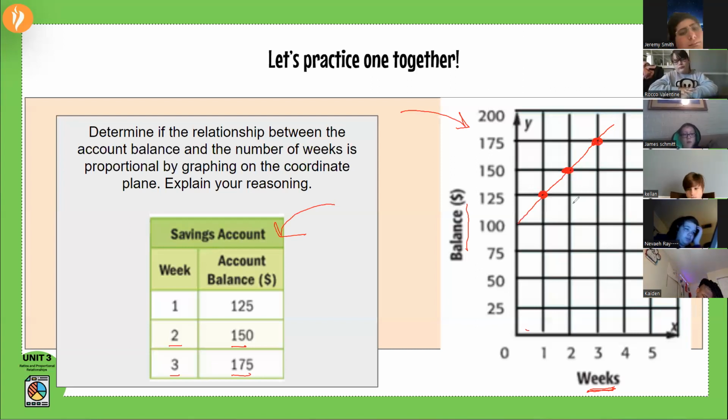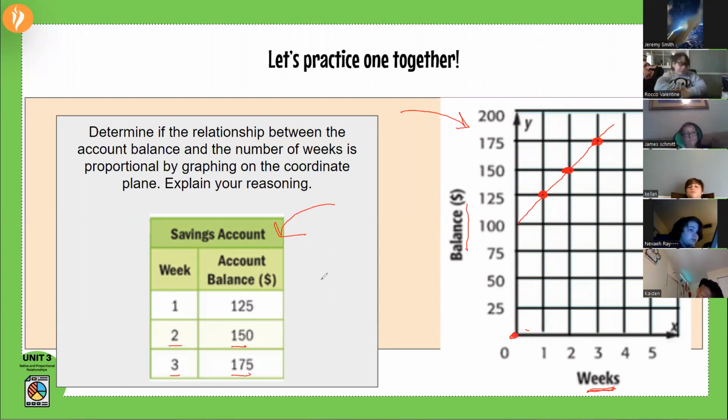I do get a straight line. Do you think this is a proportional relationship because it's a straight line? Well, it is a straight line, but what do proportional relationships have to look like on a graph? What's the other criteria? Remember earlier we were talking about it? It also had to go through 0, 0. Does my line go through 0, 0? No, so this is not a proportional relationship.